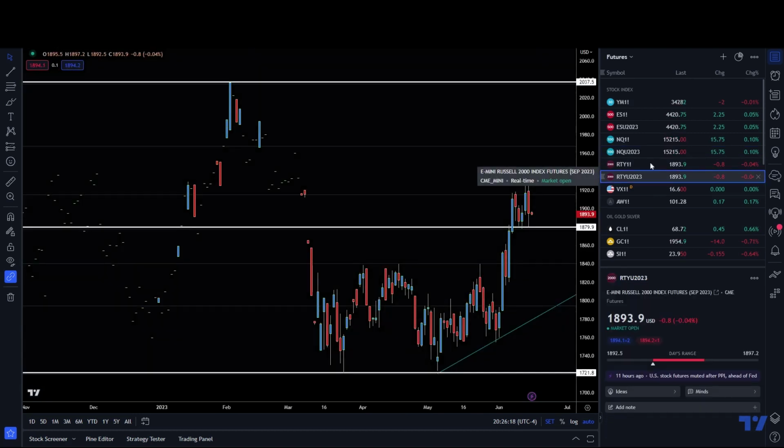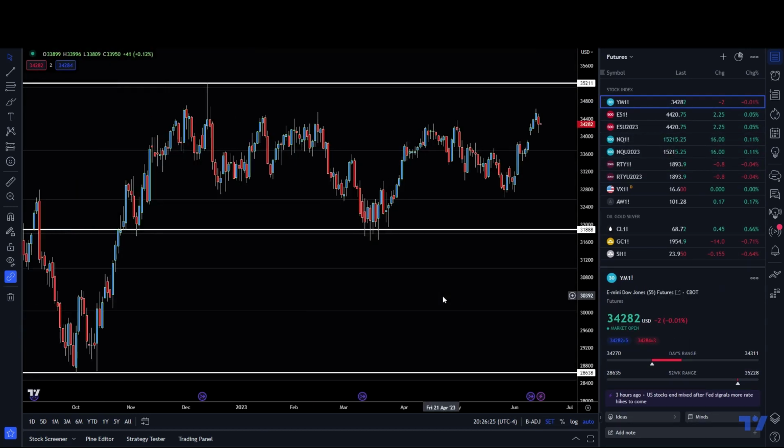The three that I watch the most are the S&P 500, the Nasdaq, and the Russell 2000. Sometimes I watch the Dow too, but even the Dow, look, here's a perfect example. Here's the low for the year, September 2022. Here's the high for the year, December 2022. Now it's starting to get close, but I haven't moved it yet because it hasn't broken this high.